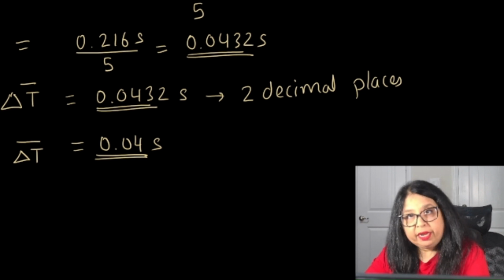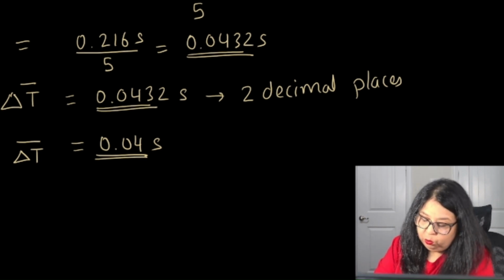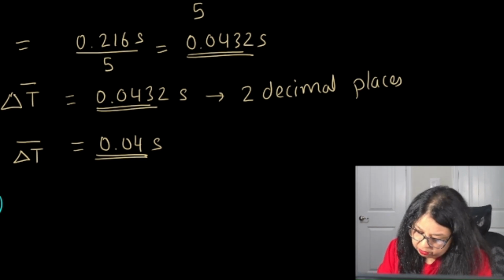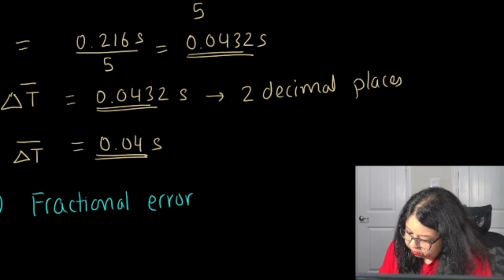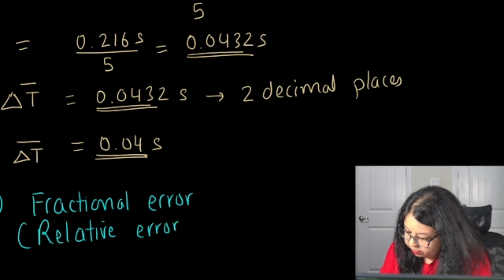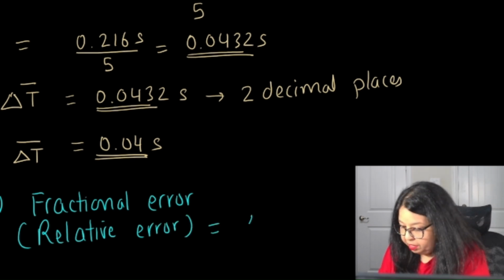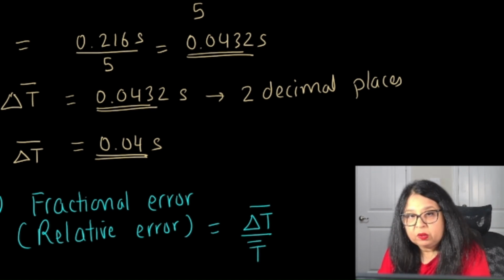What are we going to solve for next? Next, we're going to solve for fractional error. What did we say? The fractional error, which is also called relative error. This is defined as mean absolute error divided by the mean value.